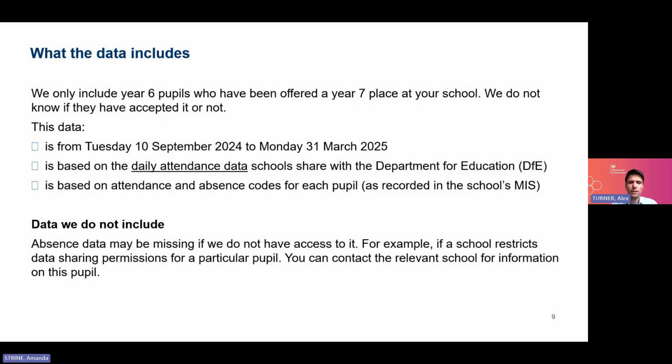The thing to note is that the data you have now is from the 10th of September to the 31st of March. It's based on the children offered a place in your school for year 7 at the point of National Offer Day. And it's based on the attendance and absence code recorded for each pupil in their current school's management information system. So as part of your usual transition engagement with feeder primary schools, secondary schools colleagues I know will be using this as a starting point for those discussions and supplementing any gaps in your data through that engagement.